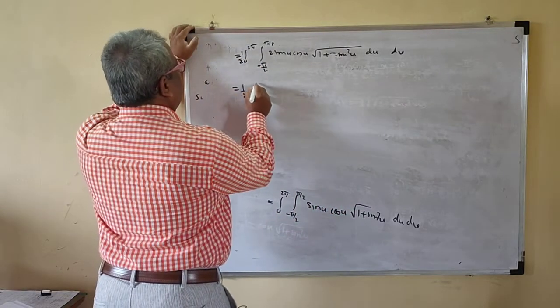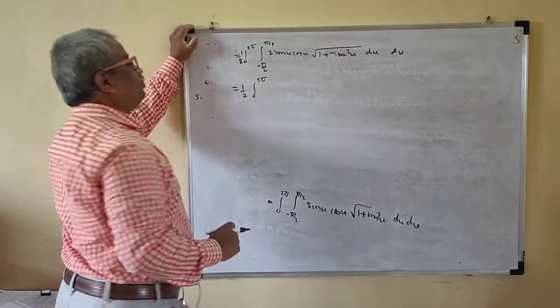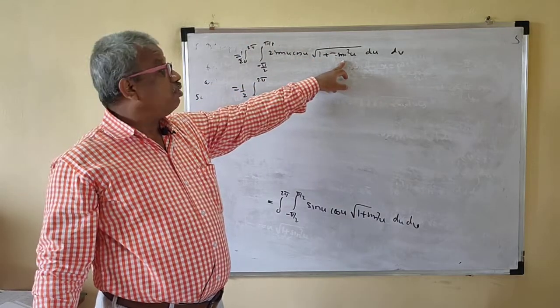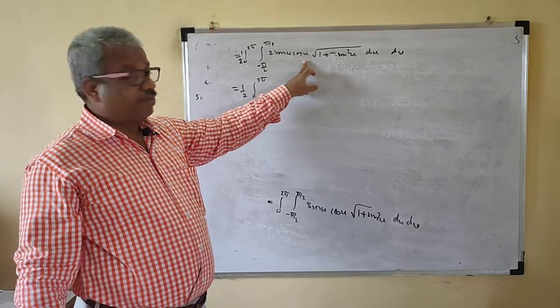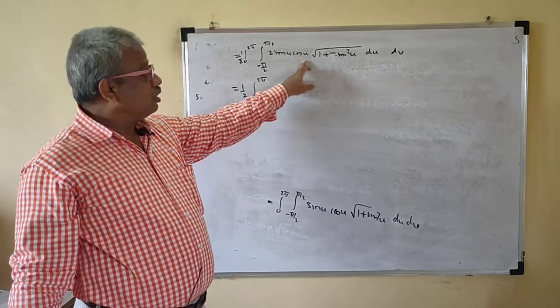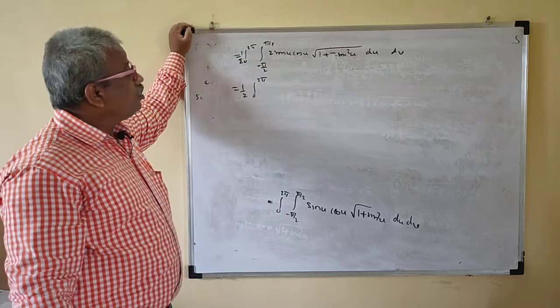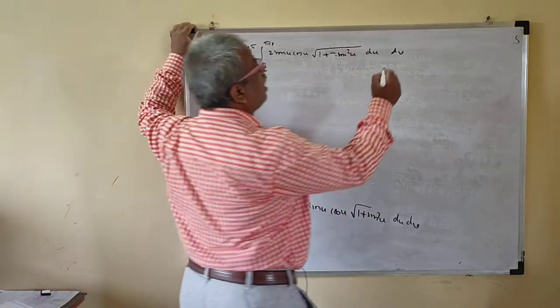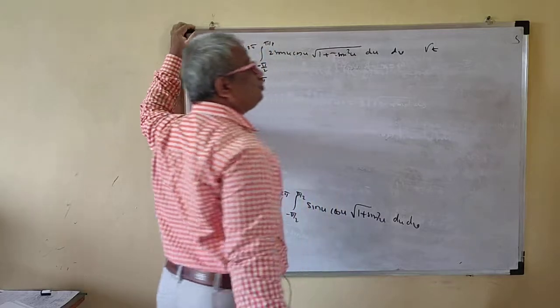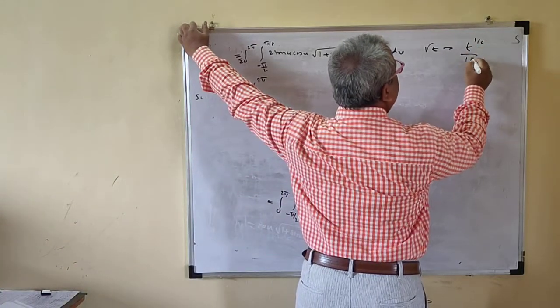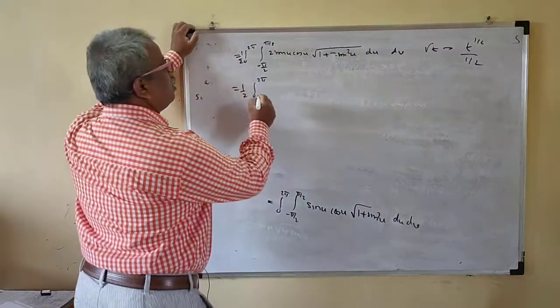So this is 1 half, 0 to pi. What is the derivative of sin square u? 2 sin u cos u is there. The derivative of 1 plus sin square u is 2 sin u cos u. So that means this is root of t now. And what is the integration of root t? It is t to the power half upon half.